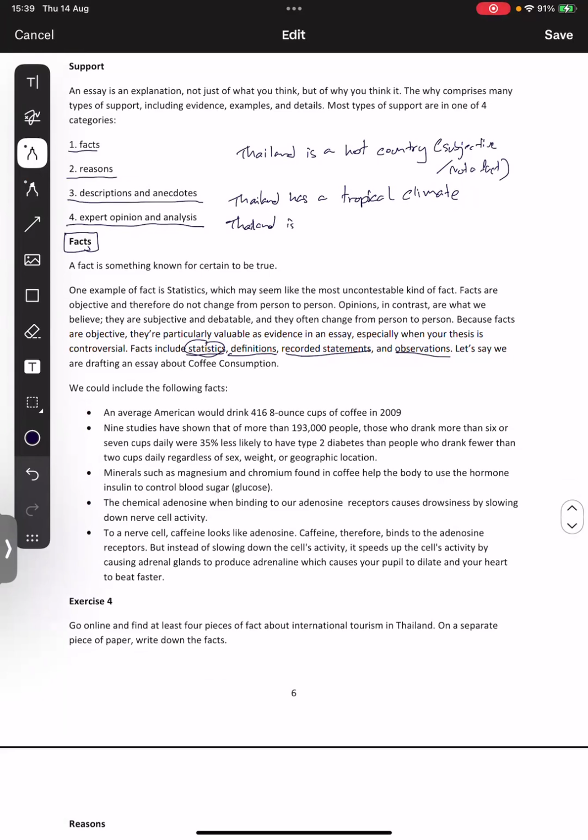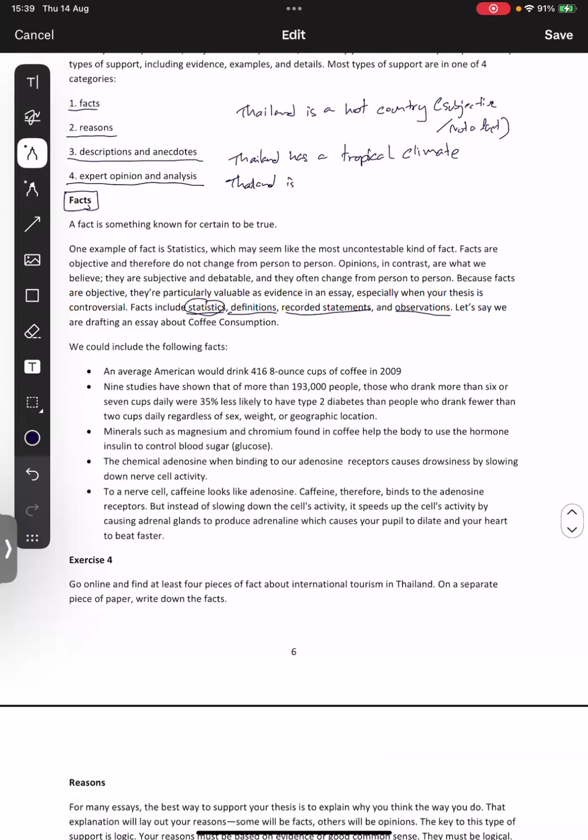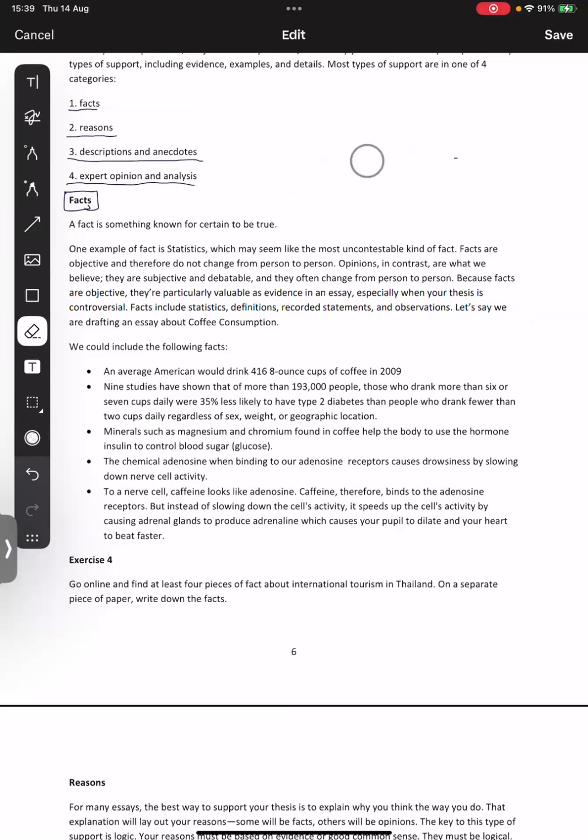Let us now have a look at some of the common facts about coffee consumption. So let me tell you something. From now on, every time we look at different types of facts, it will be related to coffee consumption. So let's say we are drafting an essay about coffee consumption. So here are some facts about coffee. Let's see what they are.